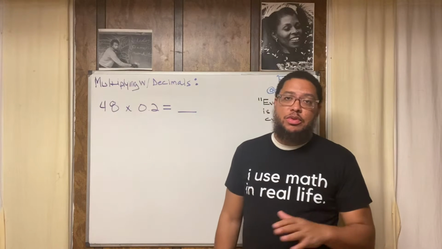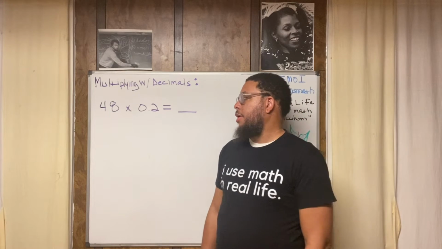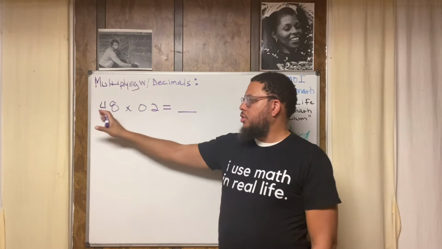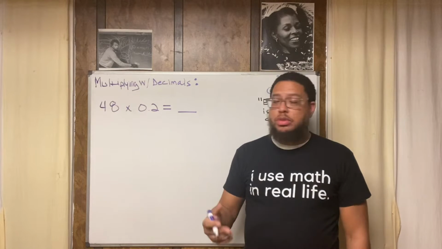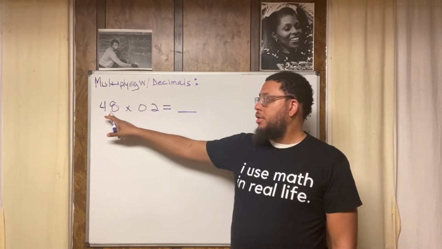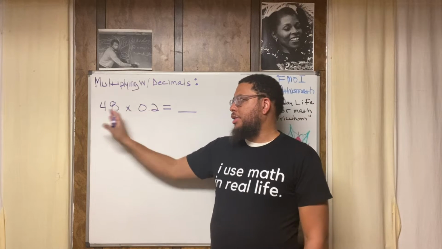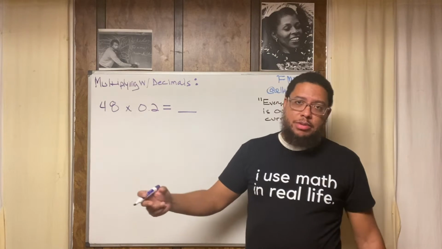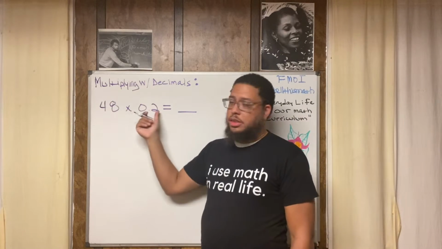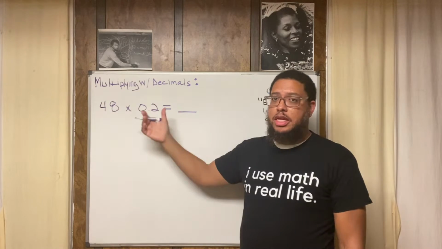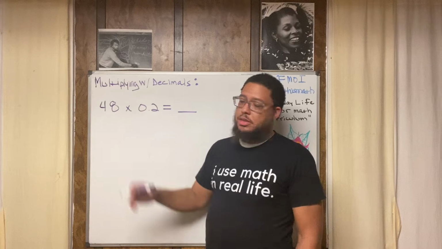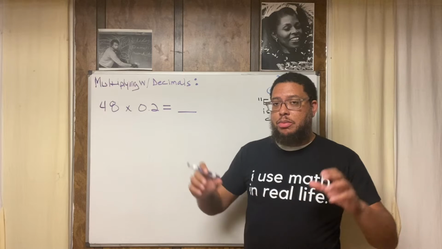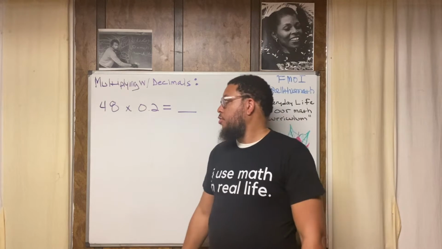Today we are multiplying with decimals. All right, so this says 48 times 0.2 equals blank. I get these confused, but I believe this is the multiplicand and this is the multiplier. Maybe it's the other way around. Technically, it doesn't matter because multiplication follows the commutative property, which means you can switch places and you'll still get the same product. One of these numbers is called the multiplicand and the other is called the multiplier when you're multiplying two factors. All right, so anyway, 48 times 0.2.